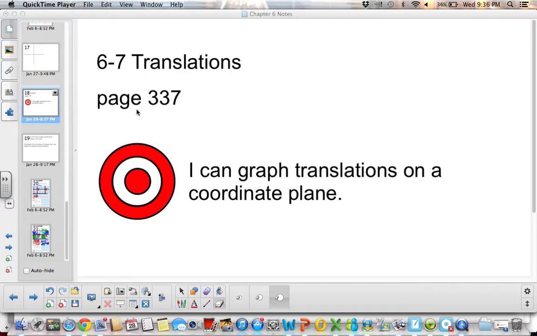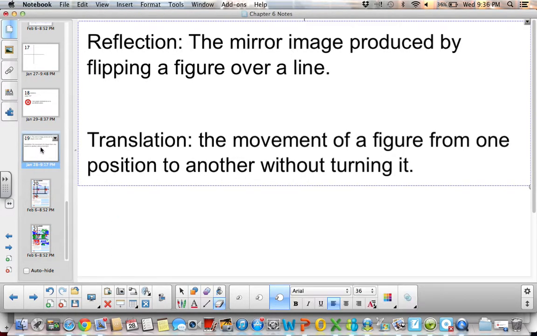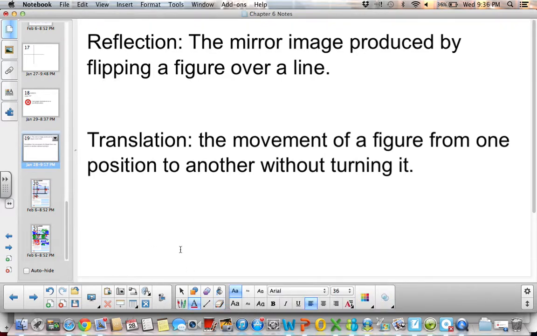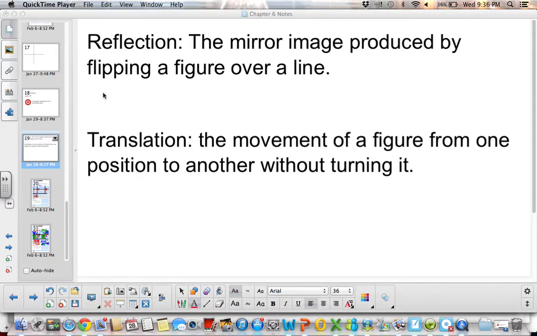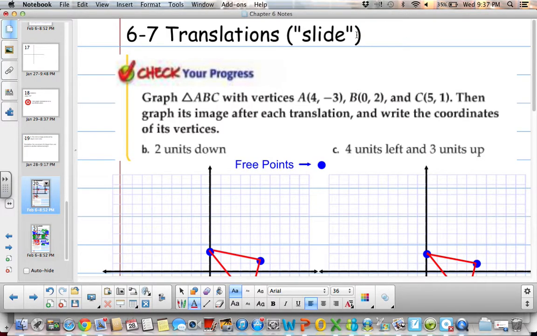Our 7th graders were on lesson 6-7, which starts on page 337 in your textbook, called Translations. Our learning target is graphing translations on a coordinate plane. If we think about reflections that we learned about in 6-6, we know that reflections are the mirror image produced by flipping a figure over a line. So reflection is the mirror image or flipping it. Translation is actually just sliding it or moving a figure from one position to another without turning it. So it's also known as a slide.